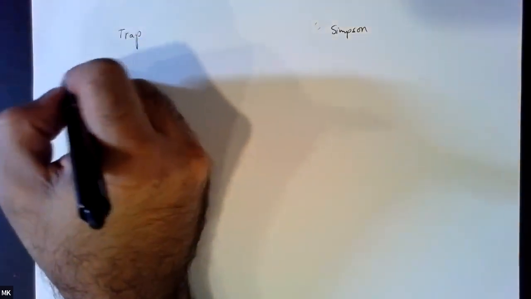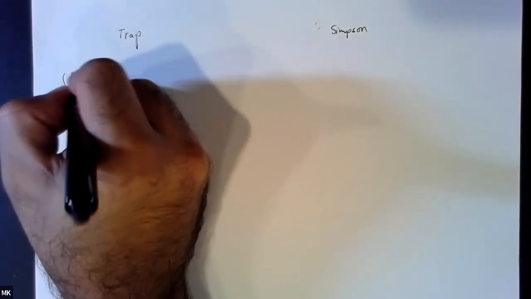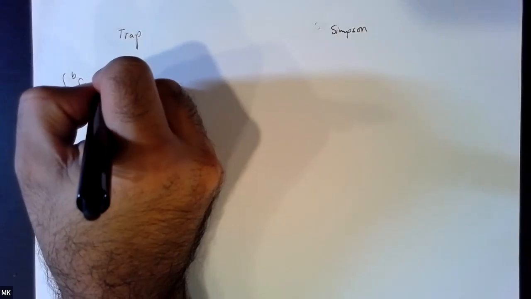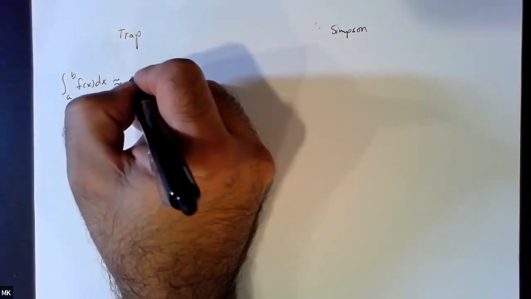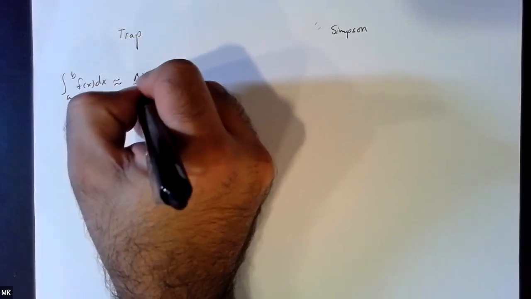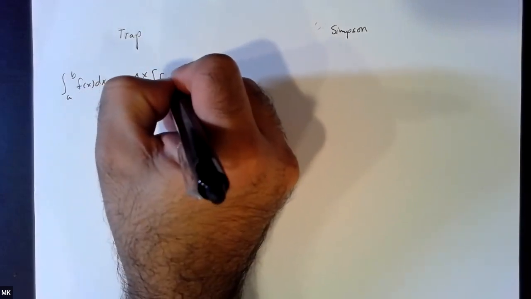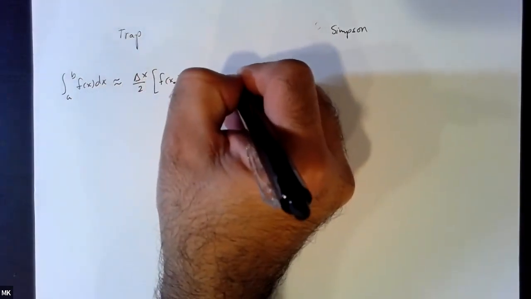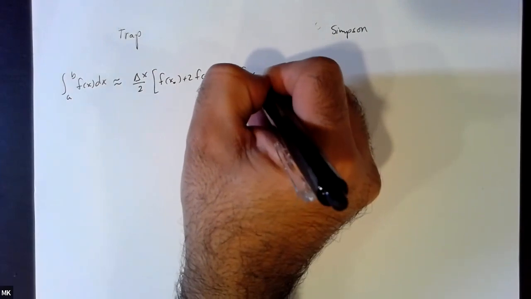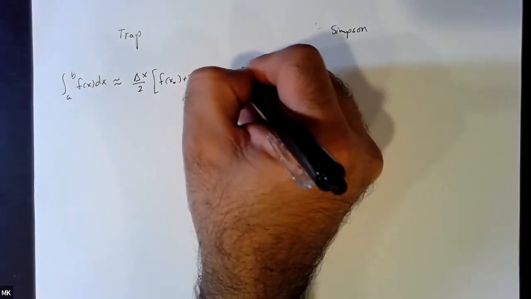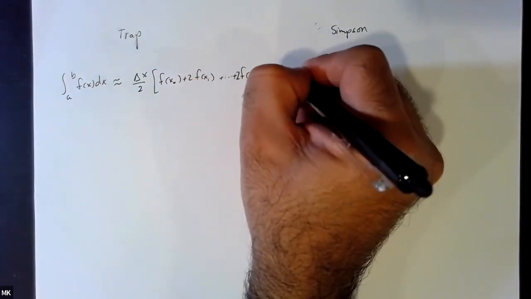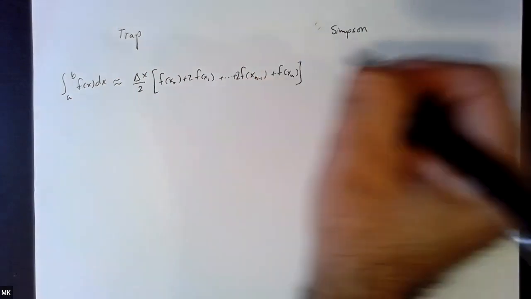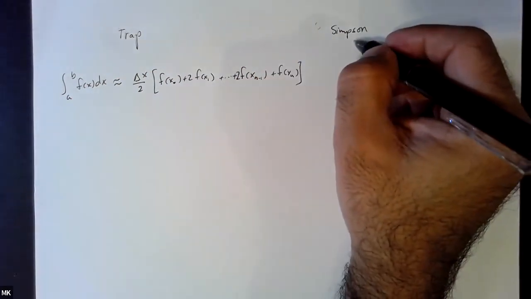For the trapezoidal method, if you have an integral from a to b of f of x dx, and both are numeric approximations, it'll be approximately delta x over 2 times f of x naught plus 2f of x1, and you do that all the way to f of xn minus 1, twice of that, plus f of xn. So that's the trapezoidal rule.